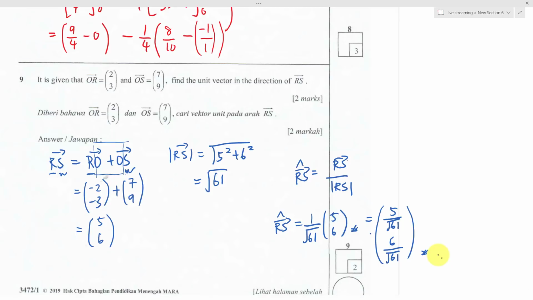Just in case some students wonder, AB will always equal negative BA. So if you change AB to BA, you just swap them, and you have to add a negative sign. Must we put i and j? Not necessary, unless the question asks you to leave your answer in ai plus bj. Unless the question asks you to leave your answer like this, you can leave it as a column vector. Or else, I'm so lazy to write ij, I will just skip the ij.